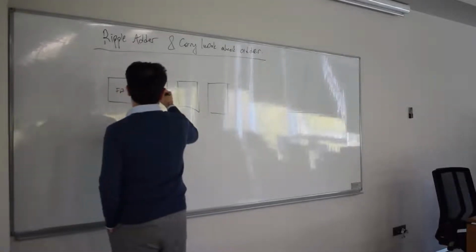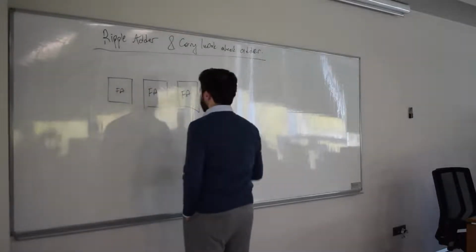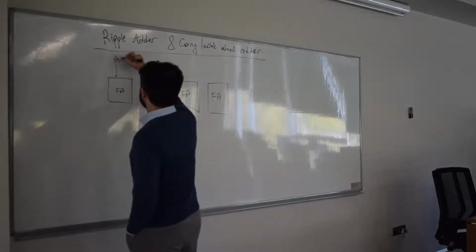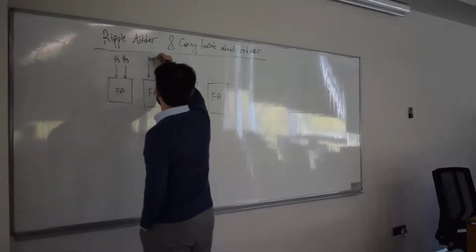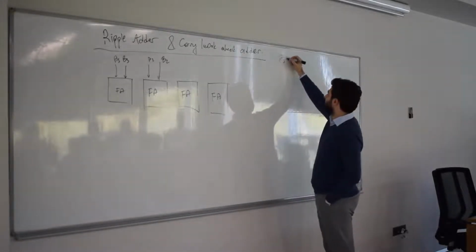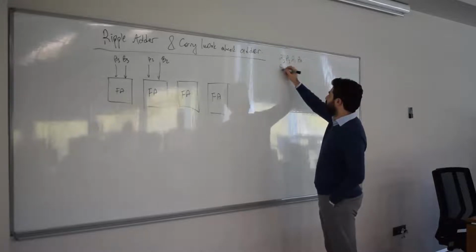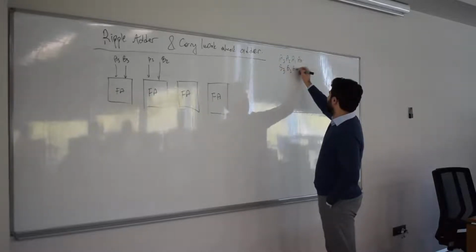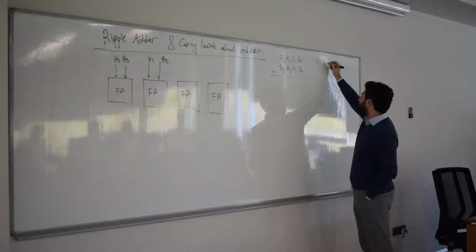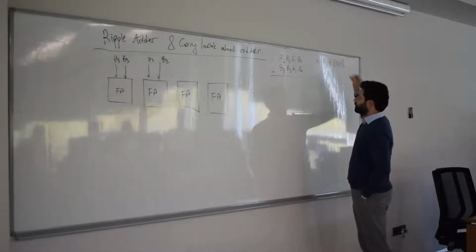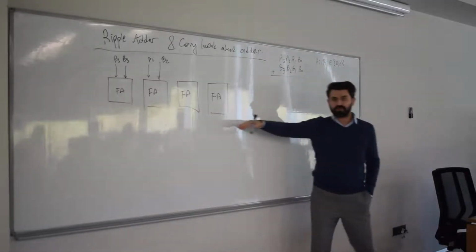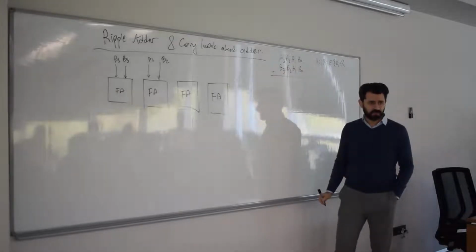full adder, full adder, full adder, and full adder. Let's suppose that this is A3, B3, A2, B2, and we're trying to add, of course, 4-bit numbers A3, A2, A1, A0 and B3, B2, B1, B0. We're trying to add them in the binary domain where Ai, Bi can be 0 or 1, and we're trying to figure out a circuit that does this addition operation.